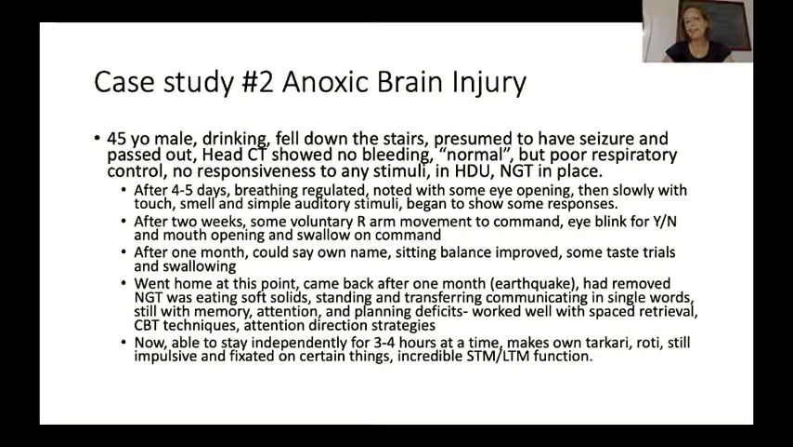After a month, he could say his own name. He could sit. He had a little bit of talking and some swallowing, and he had some arm movement. He went home at that point. He was supposed to come back weekly for therapy. This was in 2015, and it was right at the earthquake, so he had about a month gap. When he came back, he pulled his NG tube out by himself and was able to eat, which is the best case scenario. He was standing up when transferring. He was communicating some, but he still was very childlike, very basic.